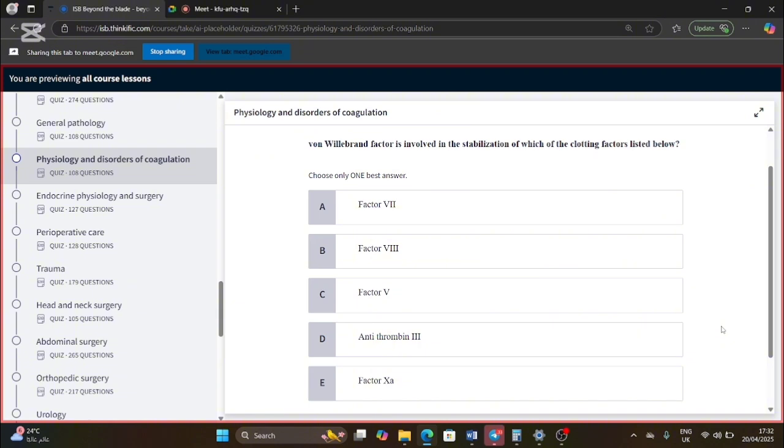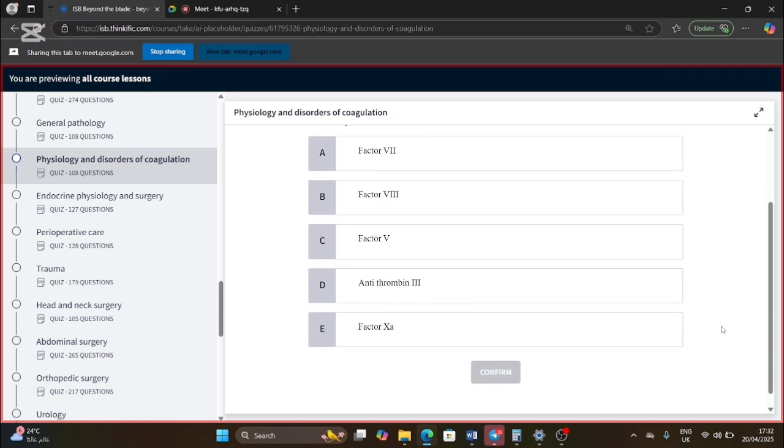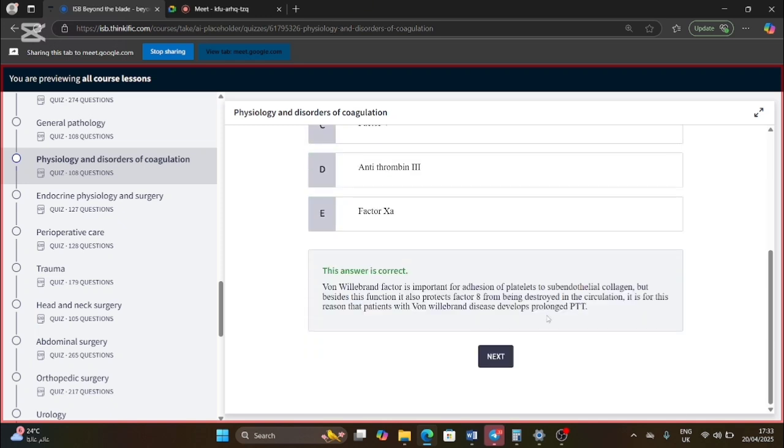Von Willebrand factor is involved in stabilization of which of the following clotting factors listed below? Von Willebrand. Okay, I didn't see the last one. Sorry. Here it is. Can you see? Factor 10. Okay. Von Willebrand factor. Factor 8. Yes, so it is involved in the stabilization of factor 8.